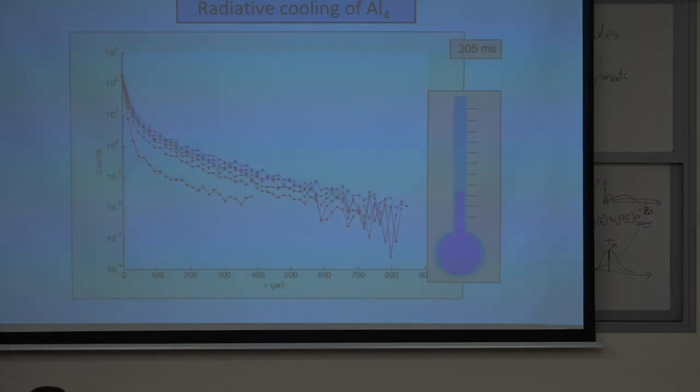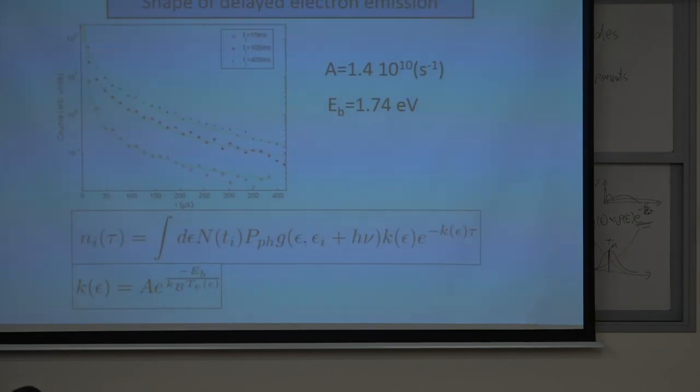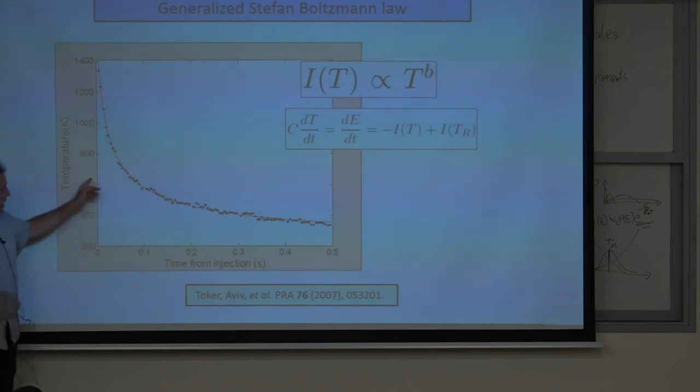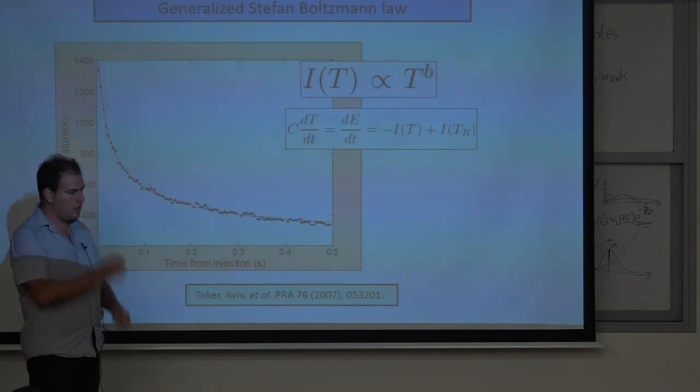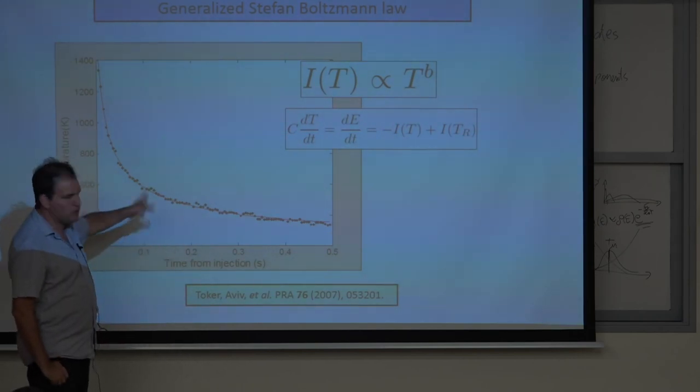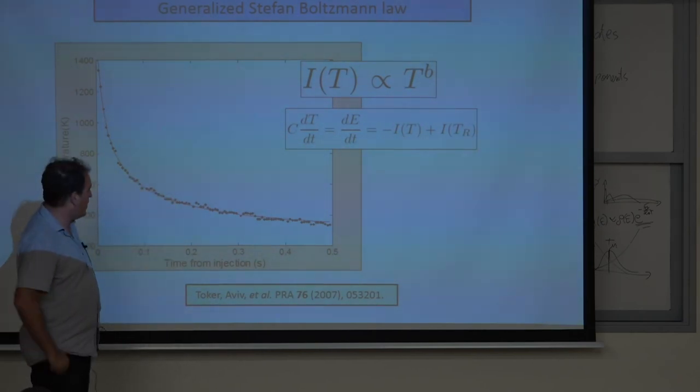So you can keep on going, and then you can fit it to this complicated model, and you can get the temperature as a function of time. So this is a way you can put a temperature on a system, in this case a system with 4 atoms. So I was very proud.